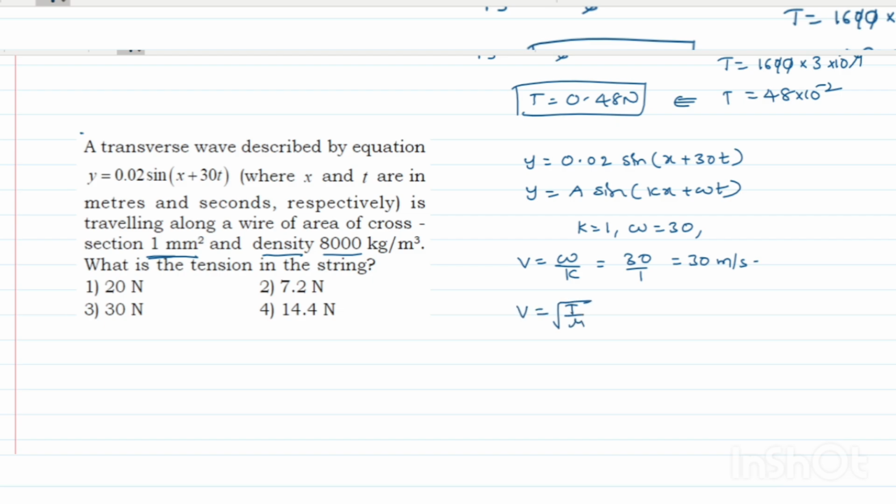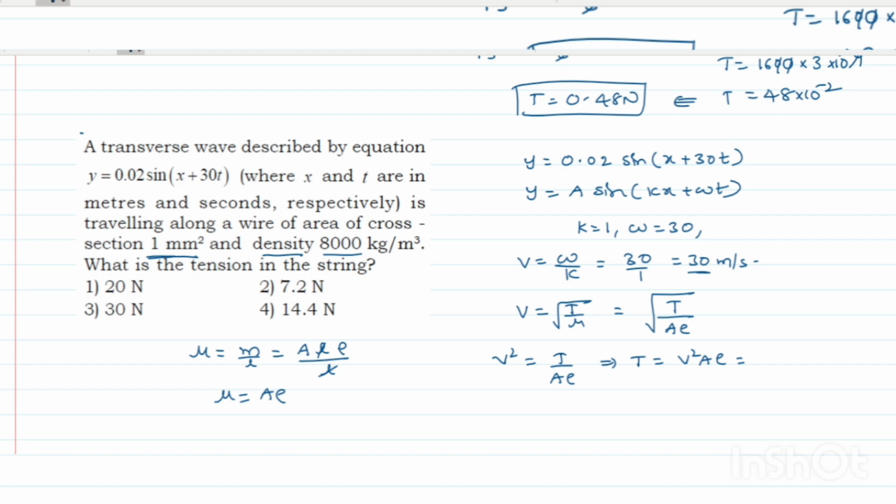Here they have given the area of cross section and the density of the wire. So this is T by the linear mass density, which is the mass per unit length of the wire. Mass is nothing but volume into density. Volume is area into length of the wire, into rho, divided by L. So instead of linear mass density, we can write A into rho. Now when you square on both sides, v square equals T by A into rho. We would like to calculate the tension in the string: T equals v square into A into rho.